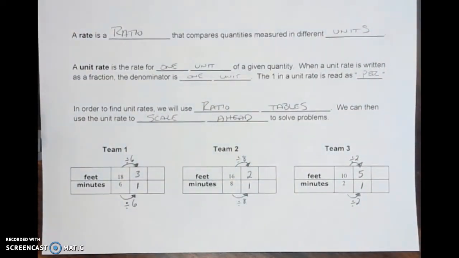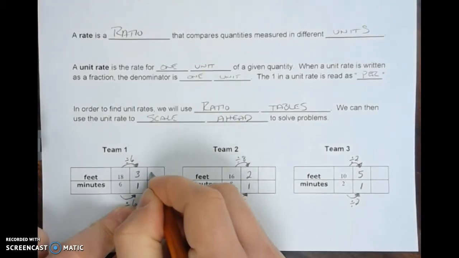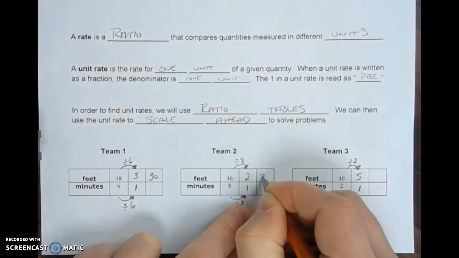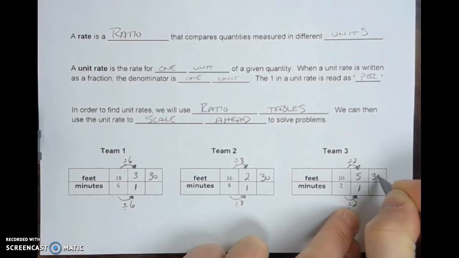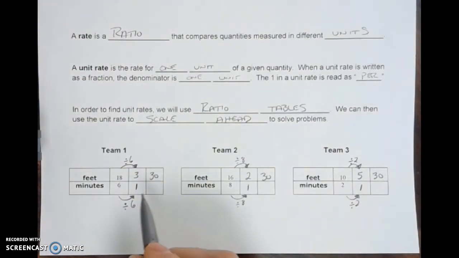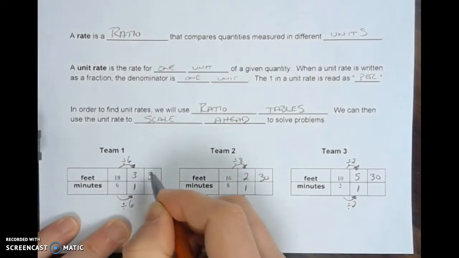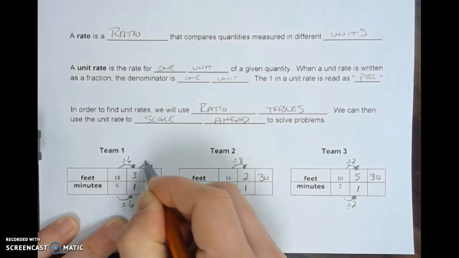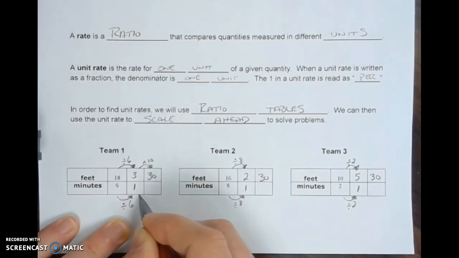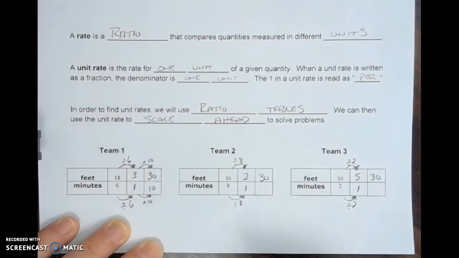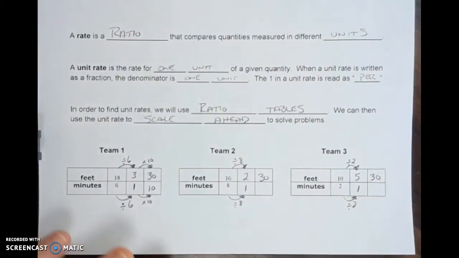So the next thing I'm going to do in my tables underneath, in the number of feet, in the next open spot, I'm going to put 30, because the turtles have to travel 30 feet in the race. So now we're going to scale ahead to figure out how many minutes it's going to take each turtle to do that. For Team 1 turtle to go from 3 to 30, you're going to have to multiply by 10. So we'll do the same thing to our number of feet. 1 times 10. This turtle's going to take 10 minutes to run the race.